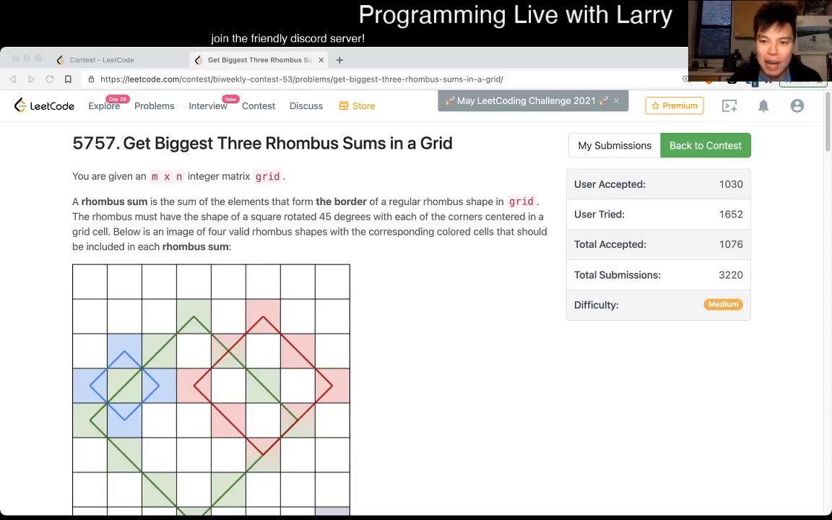Hey everybody, this is Larry, this is me going with Q3, getting the biggest rhombus sums in a grid, even though if you watch me on the video, I complain that this is more like a diamond or something, because all the links are the same, it's still a square, it's just rotated.